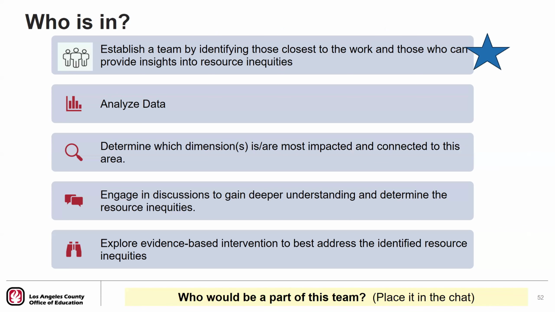So first, prioritize building a team by identifying individuals who are most closely involved in the work, as well as educational partners who can offer objective insights and diverse perspectives within your school or district. For example, while teachers are often closest to the day-to-day realities, parents can also offer valuable insights into resource inequities that may otherwise go unnoticed. Think carefully about who these key contributors are and how to involve them in the team.